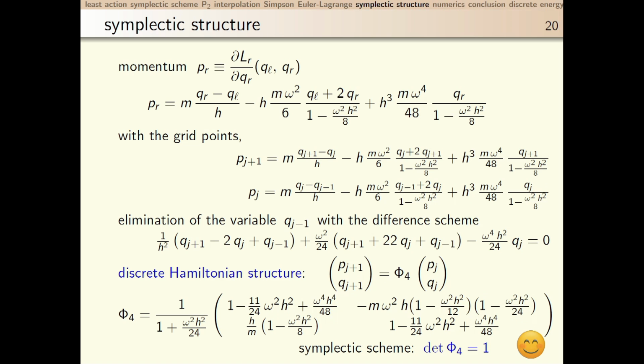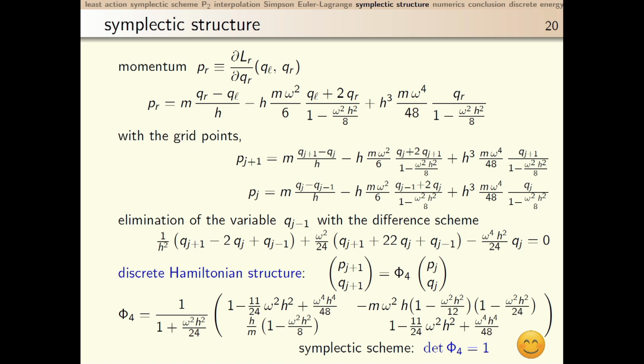For the symplectic structure, you introduce the momentum, which is the derivative of the reduced Lagrangian. Therefore, you obtain this kind of expression, which is absolutely non-trivial again. And you put this expression for these two points. You use the discrete Lagrange equation. Therefore, you obtain the discrete Hamiltonian structure with a new matrix, which is given by this expression.